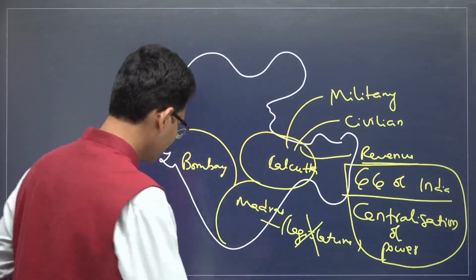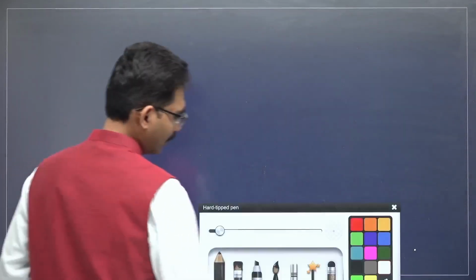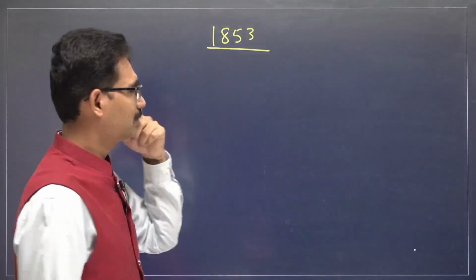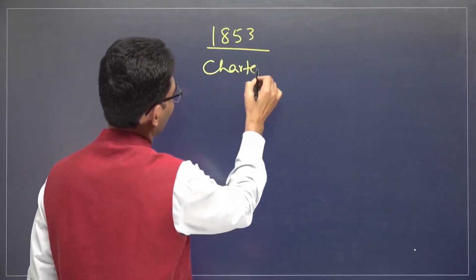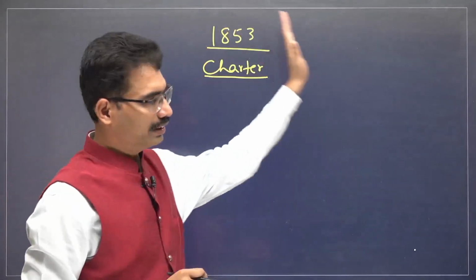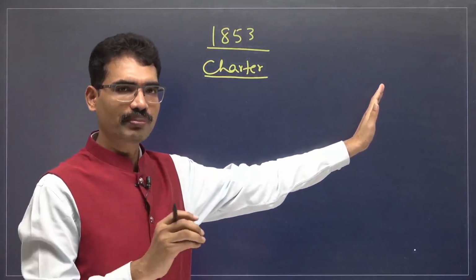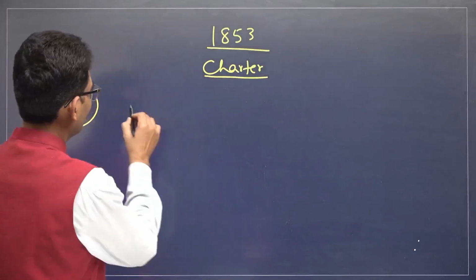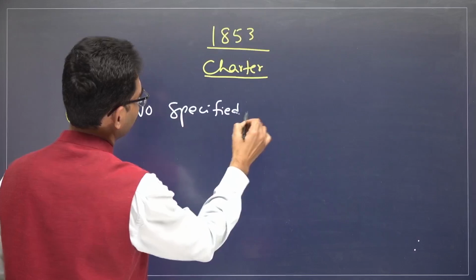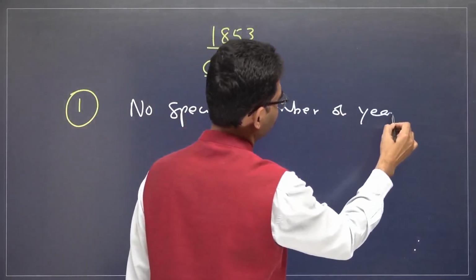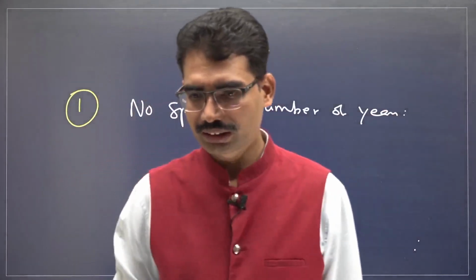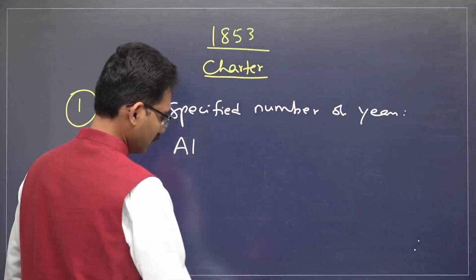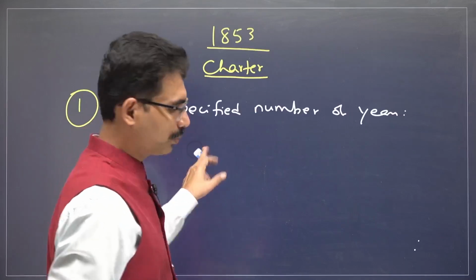And after this, another 20 years, in 1853, once again the charter came up for renewal. Earlier, they were given 20 years. That means for 20 years you are going to take care of Indian possessions on behalf of the Crown. Now they are telling that, number one, no specified number of years. That means they did not mention specifically that 20 years they are going to run. No, they did not mention. As and when. So the provision is like this.